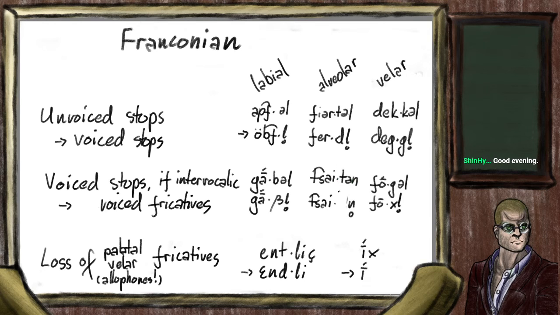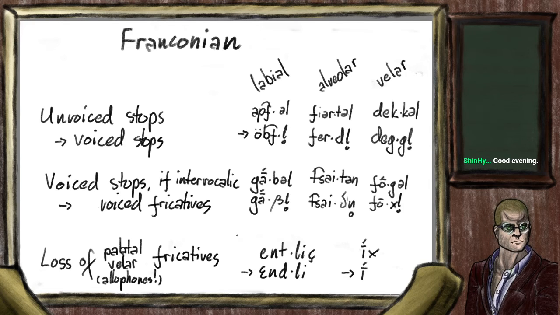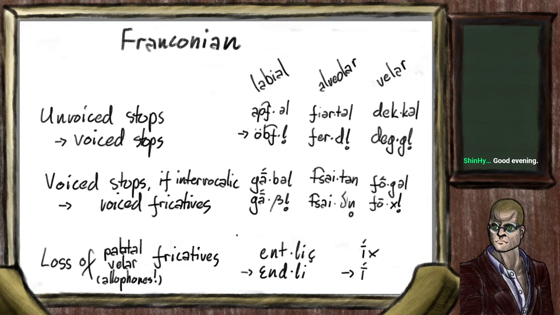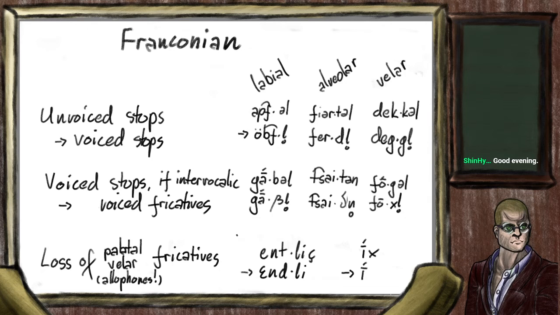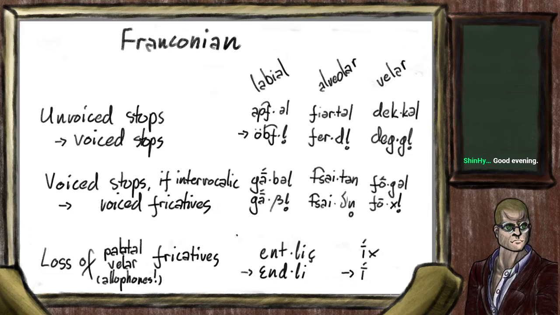And here we would like to have the... So, again, at the lips, you have Gabel. This is a fork in Standard German, and this becomes Gaffel in Franconian.